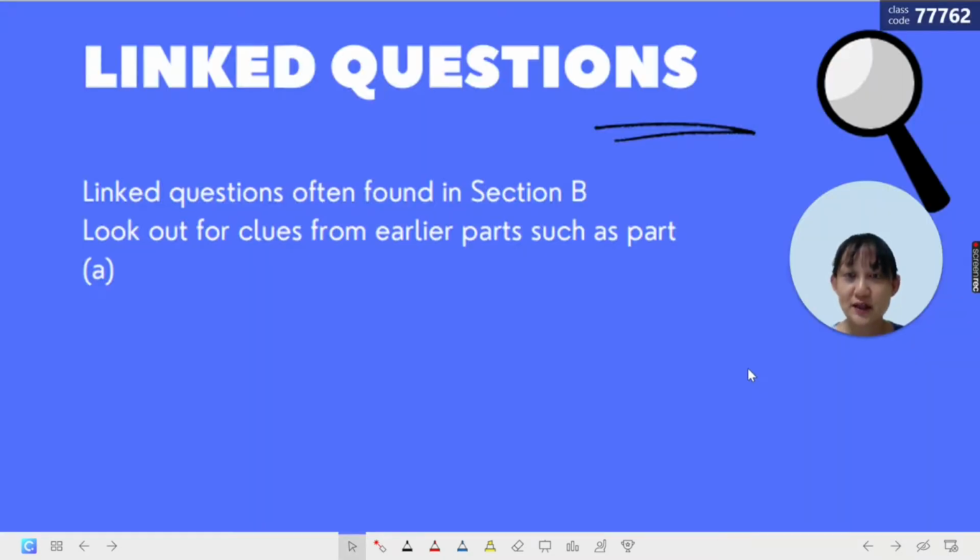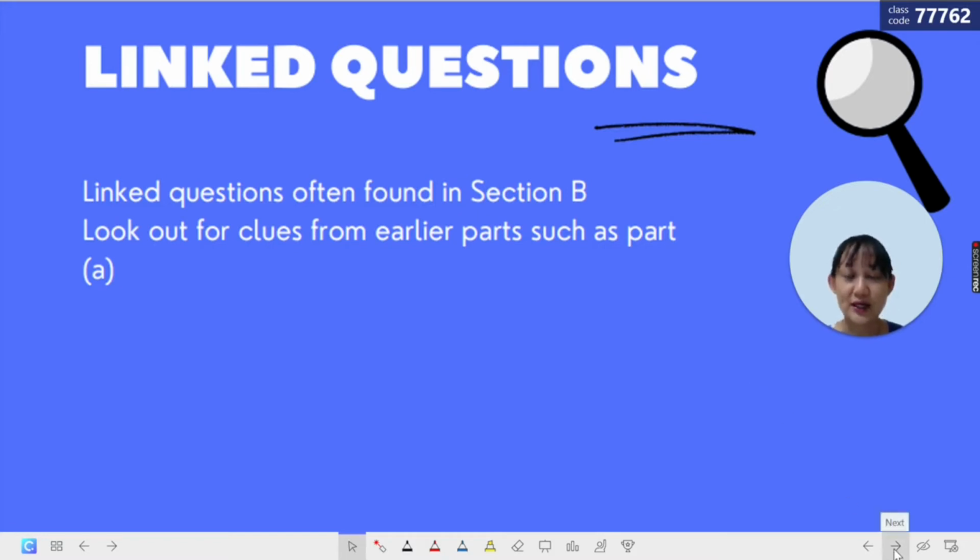Linked questions. Linked questions are usually the hardest, and they're often found in Section B of both Paper 1 and Paper 2. How do you do linked questions? Try to look out for clues from earlier parts, such as Part A, to help you solve Part B and C. The parts are always connected, so whenever you're stuck, do try to do that.